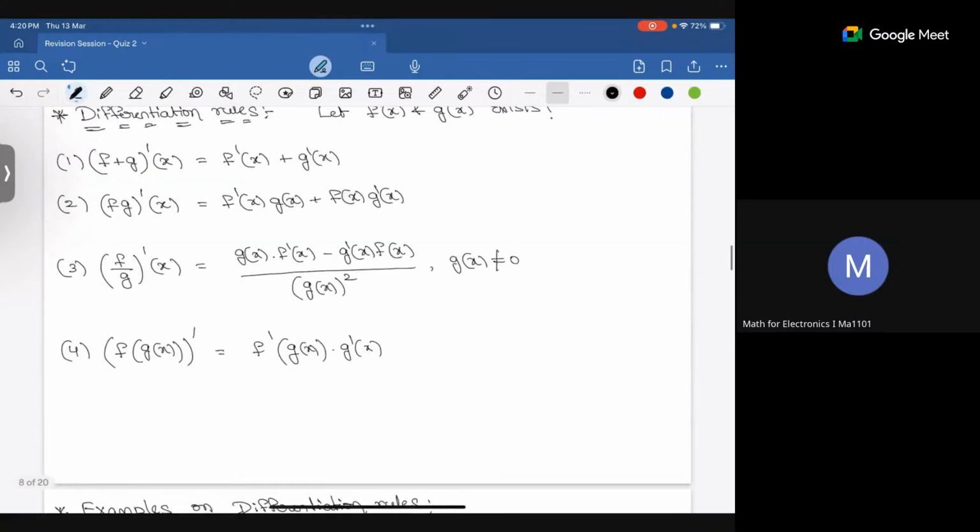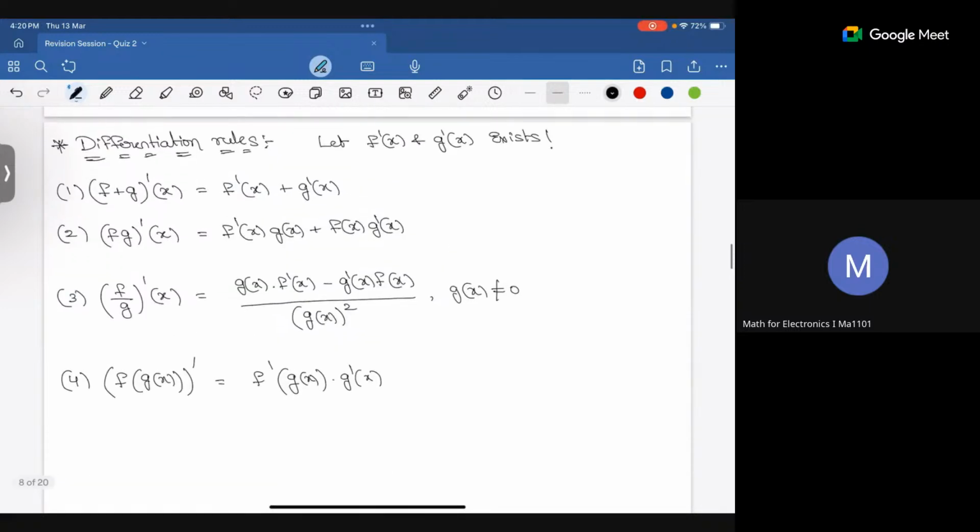All right, so let's move on and quickly discuss the differentiation rules. Let's say f'(x) and g'(x) exist. Once these two exist, then we can use the sum rule. If I take the summation of these two functions, f plus g, and look at its derivative, it will just be the sum of the derivatives.